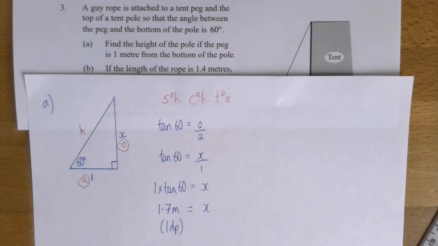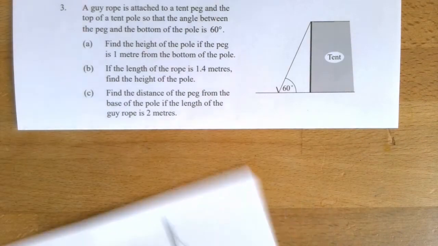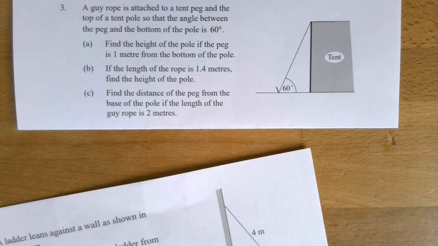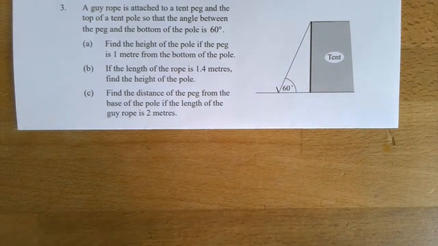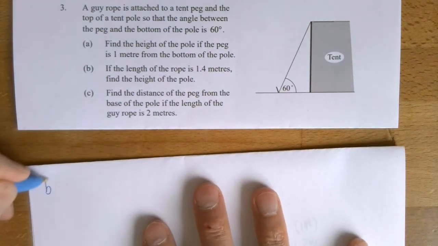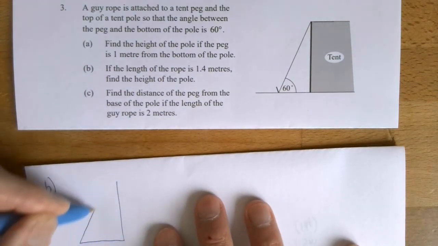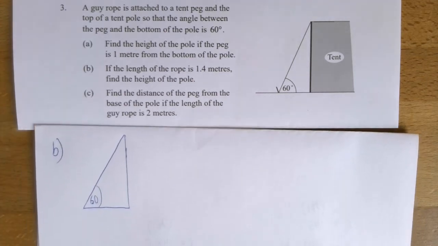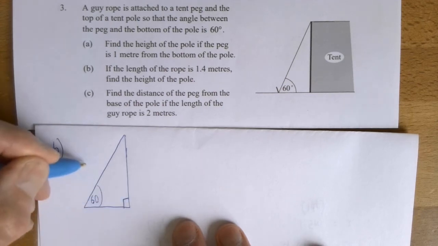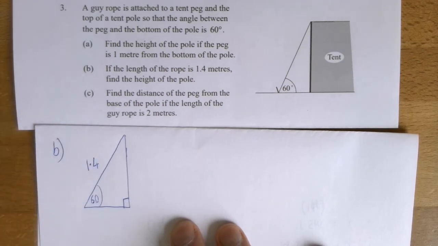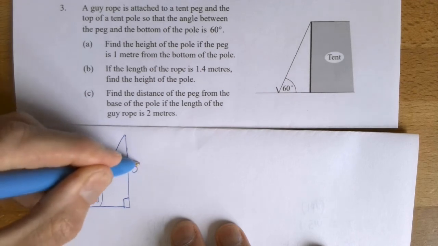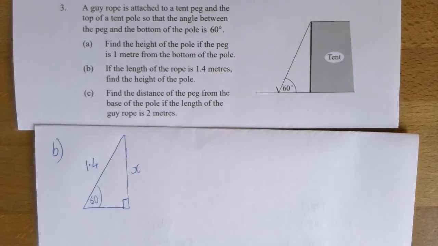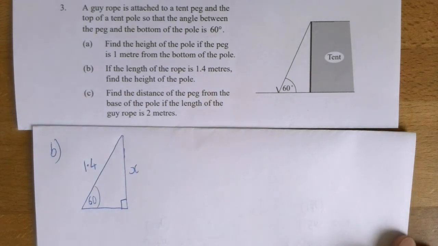Right, so that is part A. So what I want you to have a go at is part B. Start from scratch again with your right angle triangle. Angle still 60, but this time we're told the length of the rope is 1.4 meters, and we've got to find the height of the pole. Have a go, see if you can do that one. I'm going to pause the video, show you the answer in just a minute.